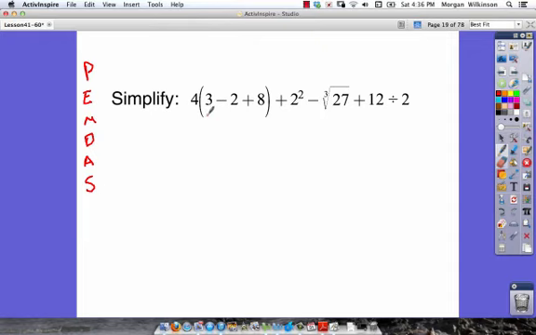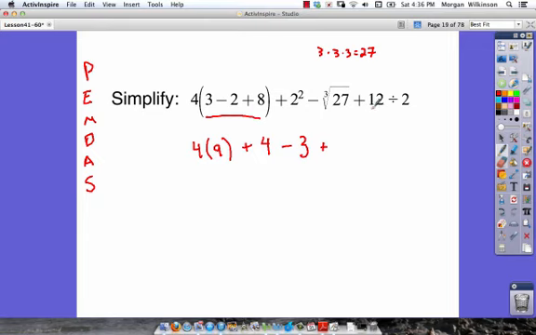So we're going to do everything in parentheses first. 3 minus 2 is 1. 1 plus 8 is 9. So we're going to get 4 times 9 plus 2 squared, that means 2 times 2, that's 4, minus the third root of 27. So remember, 3 times 3 times 3 is equal to 27. So our answer is going to be 3 plus 12 divided by 2.